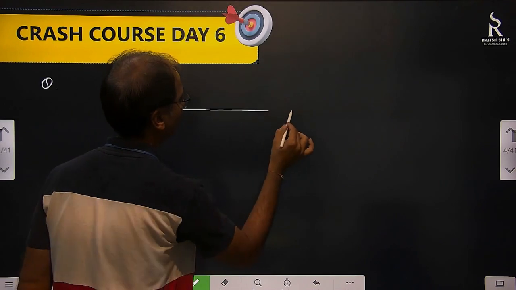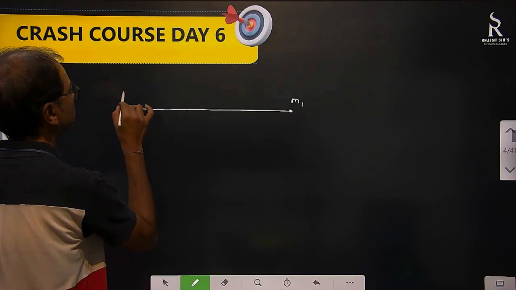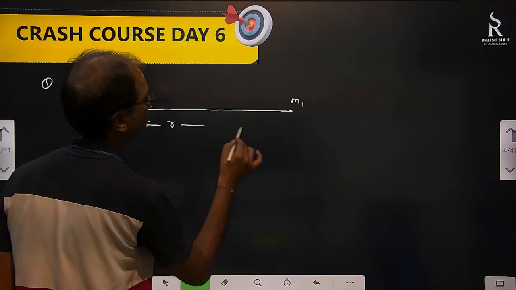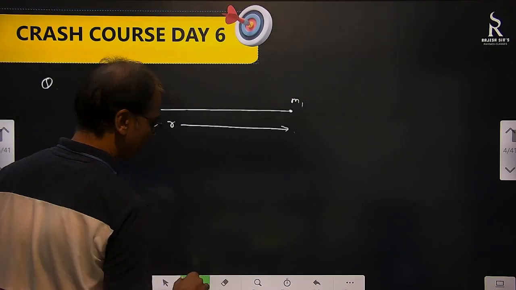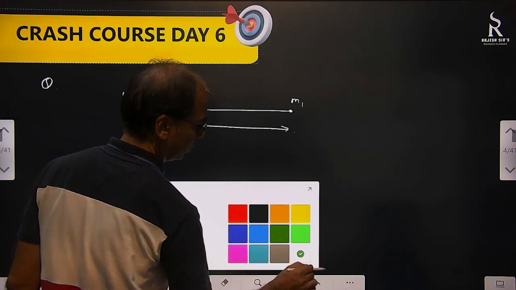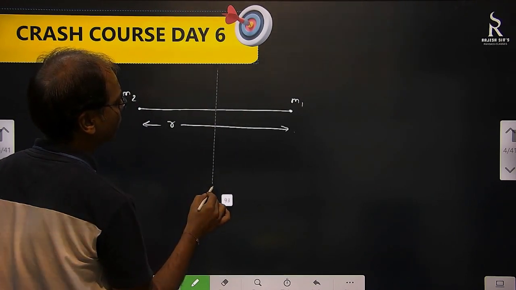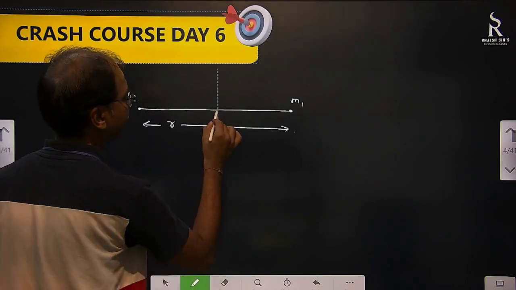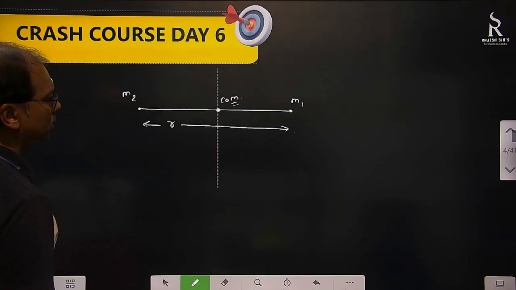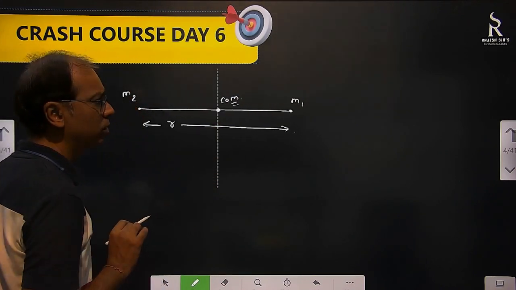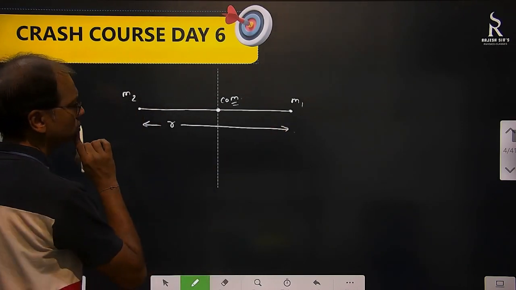Suppose we have two particles, m1 and m2, and the separation between them is r. We have to find the moment of inertia about an axis passing through the center of mass. Let's assume the center of mass is here. So what is the moment of inertia about this axis? We know the moment of inertia's value. Let me take the origin at m2.